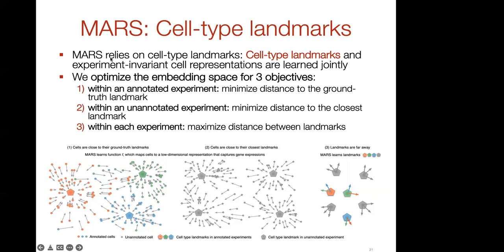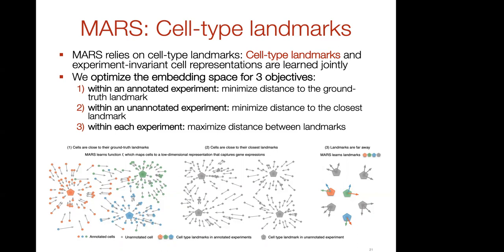And so they are learned such that we optimize this shared embedding space for three objectives. These objectives are the following. Within each annotated experiment, we want to minimize the distance between the embedding of a cell and the embedding of a landmark representing the cell type that that cell belongs to. We can do that because annotated experiments mean that we have cells and their cell type annotations.